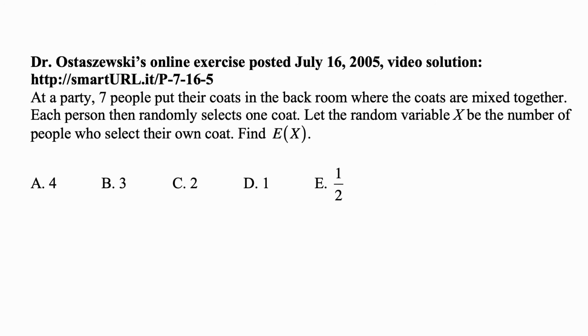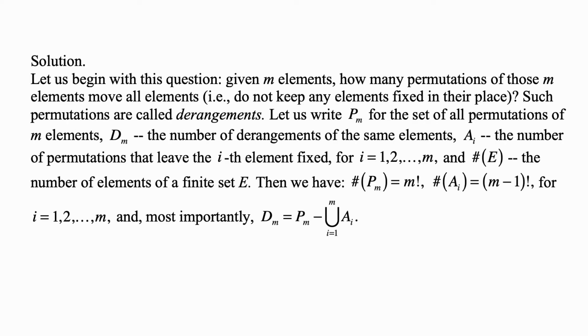Here's a problem for today for exam P on probability. At a party, 7 people put their coats in the back room where the coats are mixed together. Each person then randomly selects one coat. Let the random variable X be the number of people who select their own coat. Find E of X. And here is the solution.